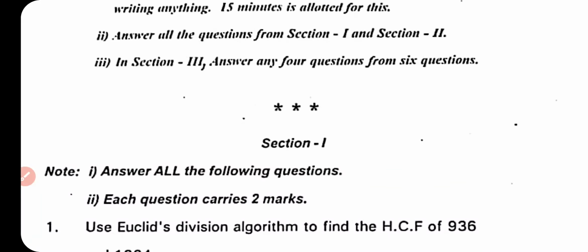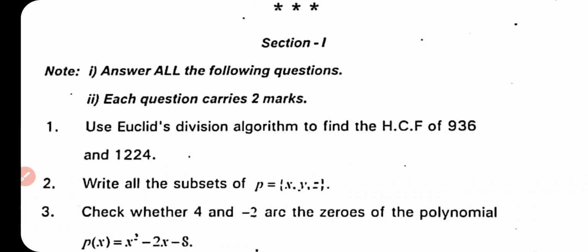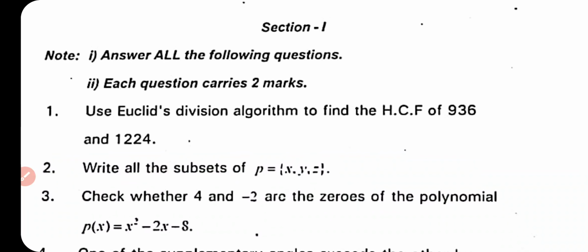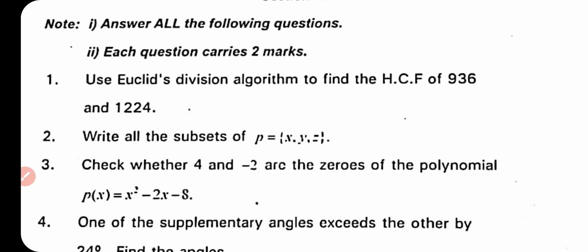Section 1, answer all the following questions. Each question carries 2 marks. First question: use Euclid's division algorithm to find the HCF, highest common factor, of 936 and 1224. Question number 2: write all the subsets of P equal to {X, Y, Z}.